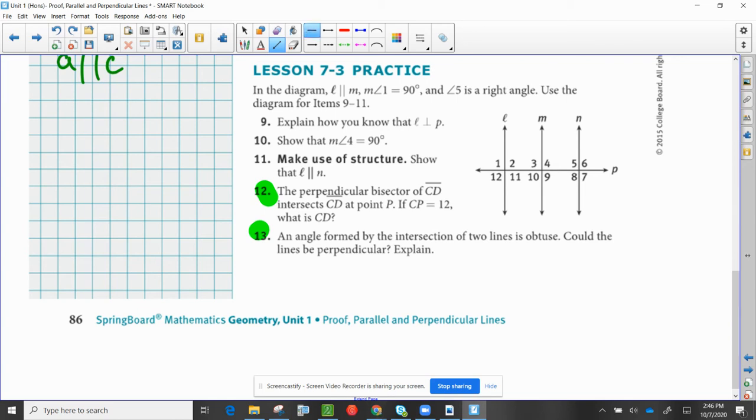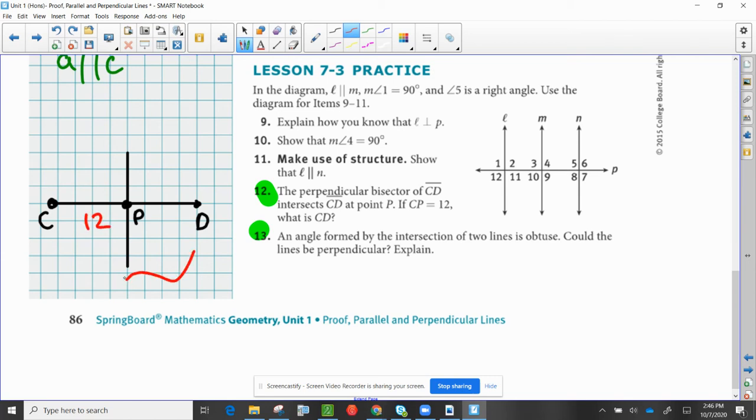So let's draw this really quick. So we have a perpendicular bisector of the line CD. So let's label this C and D. And it says it crosses at point P. Okay. So they want to say if CP is 12, they want us to find the length of CD. Okay. So again, think about what a perpendicular bisector does to the segment CD. See if you can figure out what is the length of CD then.